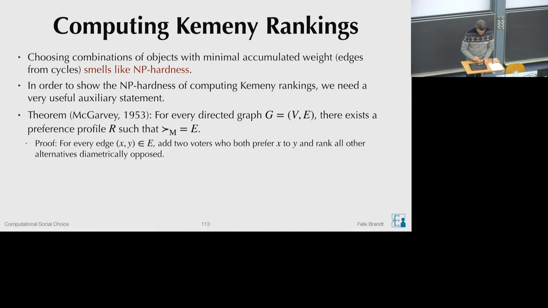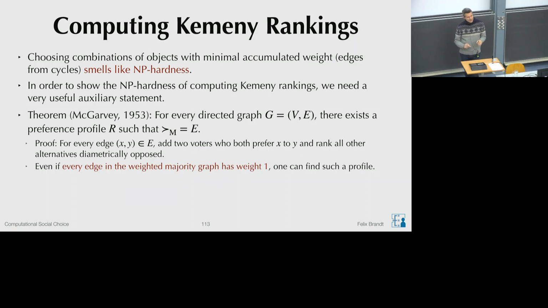So I think there are now many things that I just said. Okay, so this is really like the entire proof in one sentence. I guess the example explains it completely, but here, the sentence just says, for every edge, we add two voters who both prefer X to Y and rank all the other alternatives diametrically opposed, as we did in the example. And even if all the edges in the majority graph that we are looking at have weight 1, we can find such a profile, and therefore we just define the preferences of the first voter arbitrarily, and then we just add pairs of voters. In the example that I gave you, this was only 3, but of course in other examples, if there's not so much disagreement and not so much agreement with the first voter, you may need to turn around more than just one edge.